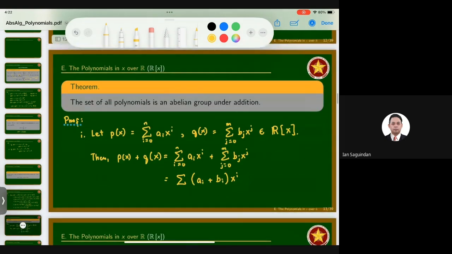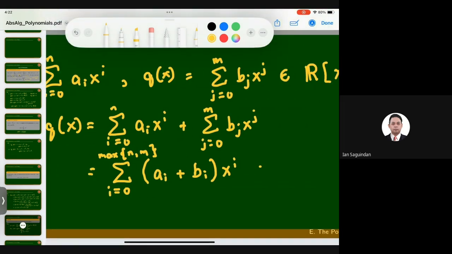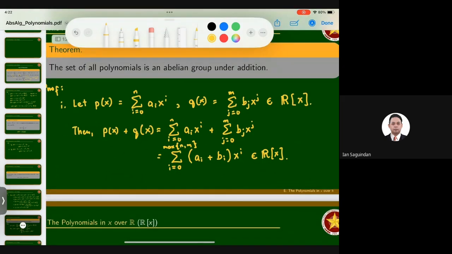Then i will be running from 0 up to whichever is higher between n and m. So obviously, it will be just either n or m. Even though n and m may be equal or unequal, it will still tell us that the sum is indeed a polynomial. Therefore, the set of all polynomials in x over the set of all real numbers as coefficients is closed under the declared addition.